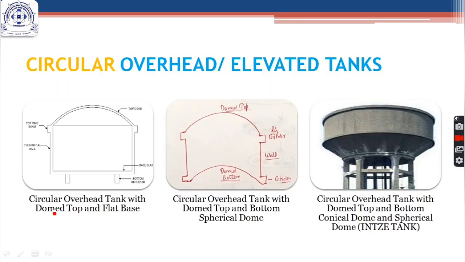According to the type of base, the circular tanks are of three types. First is the circular overhead tank with domed top and flat base. Next we have the circular tank with domed top and domed base. And last we have the circular tank with domed top and conical and spherical dome base. And this type of tank is known as Intze tank, which is the most economic tank for very huge capacities. And you must have seen this type of tank very commonly.